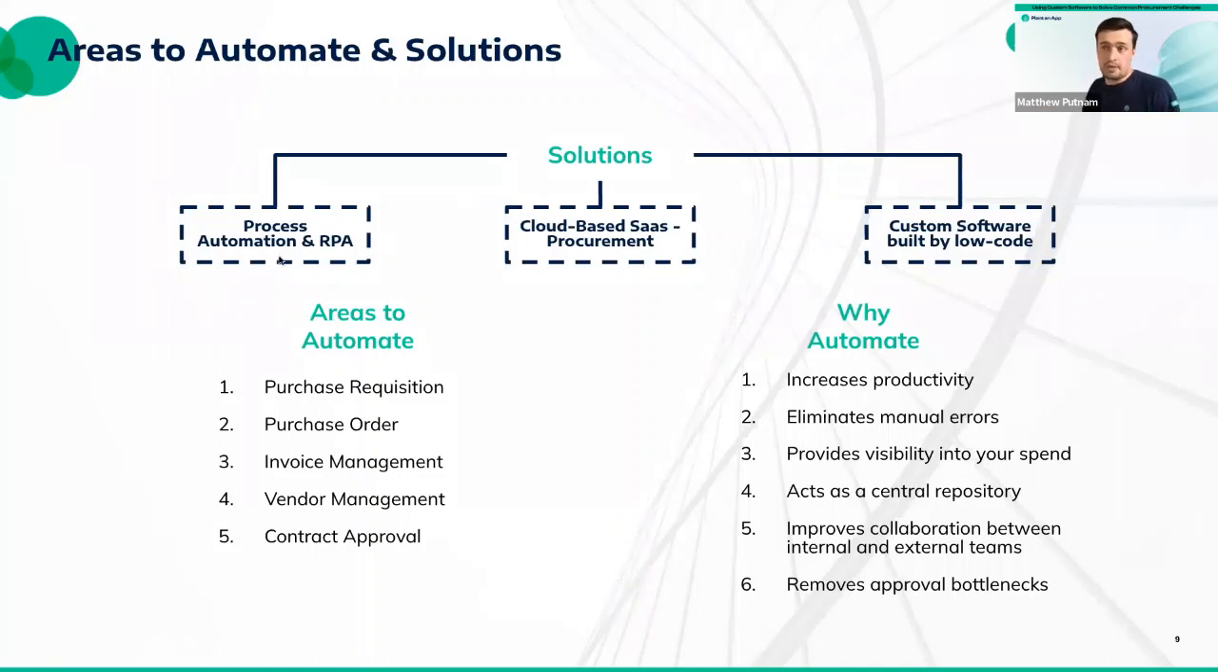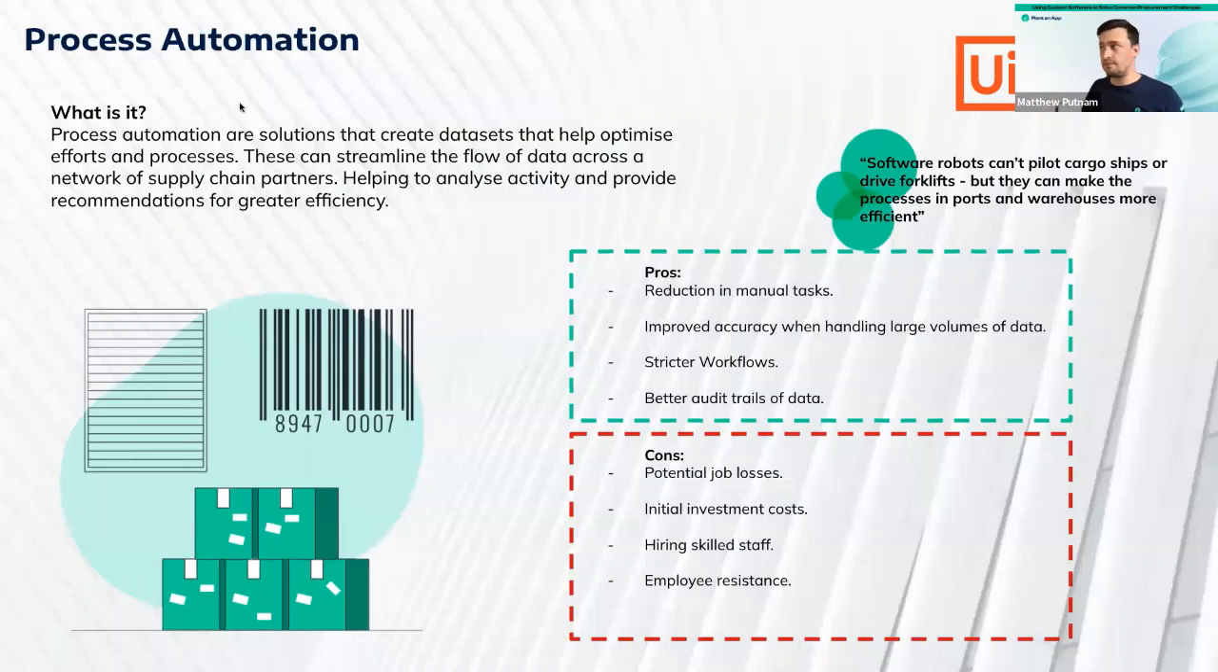So we'll talk a bit about process automation and RPA as a solution. We'll be talking about cloud-based SaaS procurement platforms, which I imagine are the most commonly known within the audience on today's webinar, and then custom software built by low-code. So I'll give you a nice comparison between the three. They've all got their pros and cons, depending on what people are looking to do. Some are better suited than others. To start, we'll start with process automation.